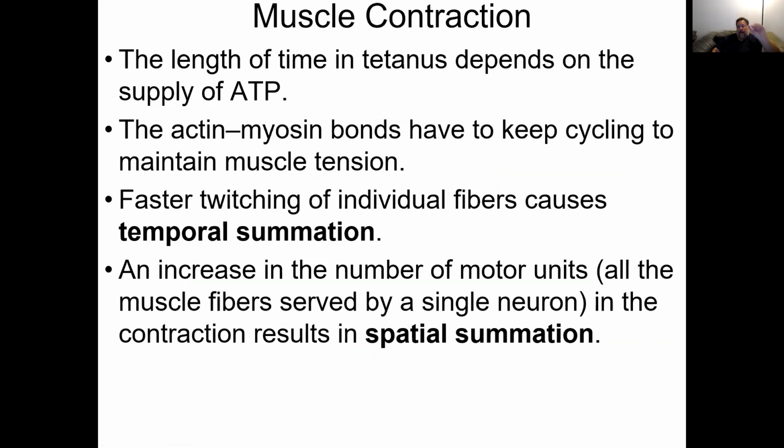So the length of time that the electrical shock takes place in tetanus depends on the supply of ATP. Once that ATP disappears, the muscle is going to begin to relax also. But if you have lots of twitches occurring faster, we have this summation. We call this temporal summation if it's done rapidly in time. But spatial summation is if more than one nerve is coming in and influencing a muscle fiber, that would be called spatial summation.